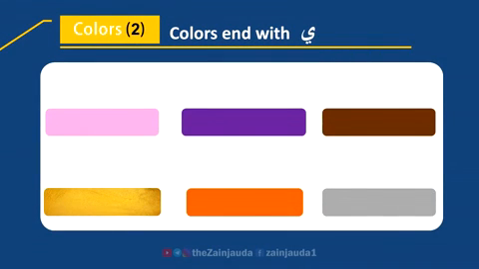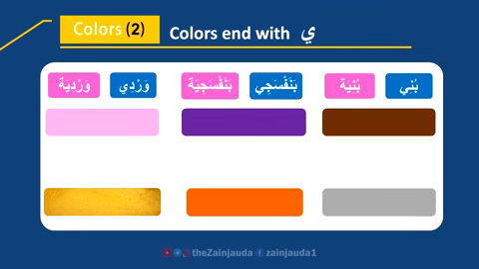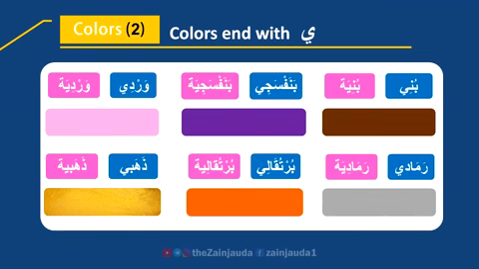This is the group of all the colors that end with ya. بني, بنية. بنفسجي, بنفسجية. وردي, وردية. رمادي, رمادية. برتقالي, برتقالية. ذهبي, ذهبية.